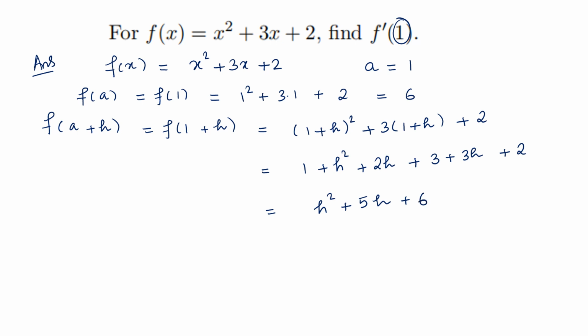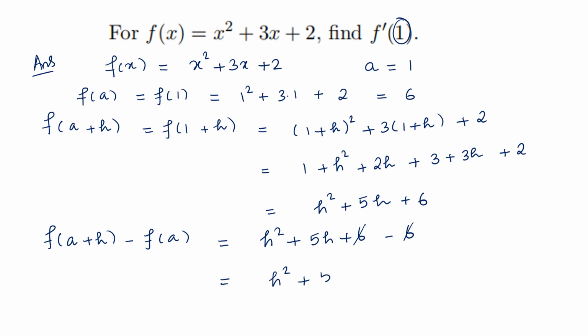Next we can find out f(a plus h) minus f(a), equal to h square plus 5h plus 6, then minus 6. f(a plus h) is h square plus 5h plus 6. f(a) is 6. So simplifying this, we get h square plus 5h.